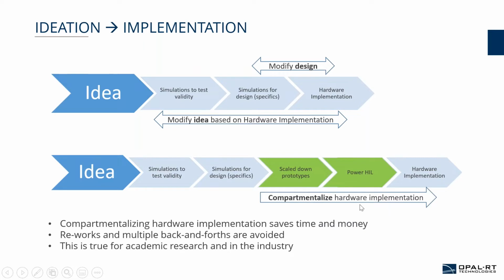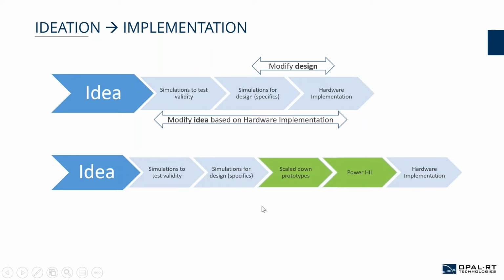The goal here is essentially to compartmentalize hardware implementation. The idea is that you do not want to go to hardware implementation directly, but rather you want to go in steps. You might be able to implement scaled down prototypes in certain cases. You might be able to perform power hardware in the loop simulations in certain cases, and so on. Even if there is a necessity to go back and forth to the simulations, you do not go back after coming to the final stage, but rather you identify bugs, problems and issues with your final hardware implementation midway in the process. And this can save both time and money.